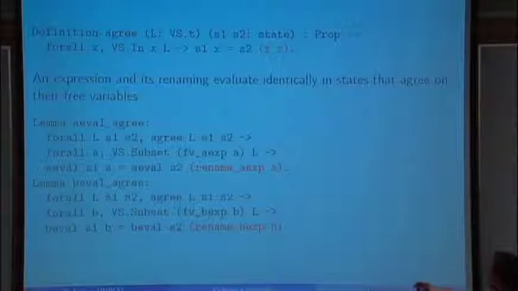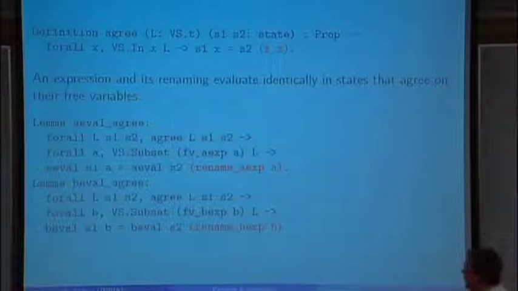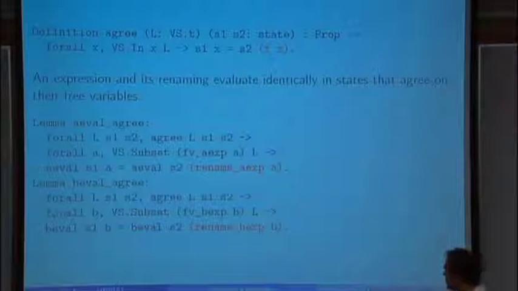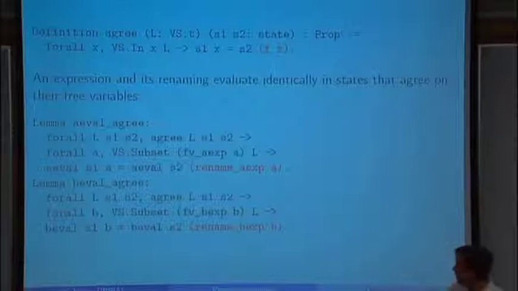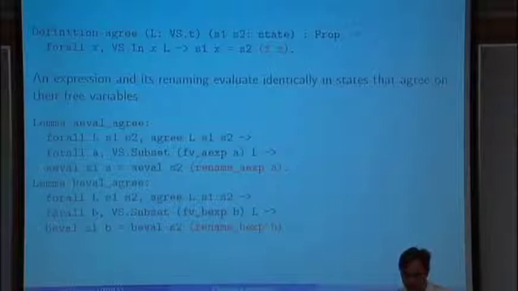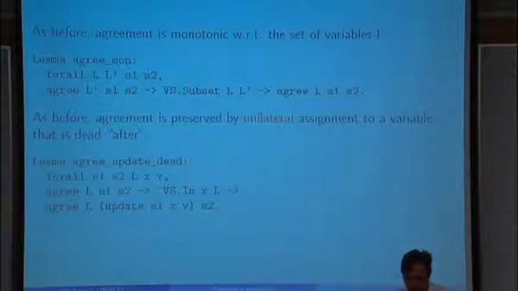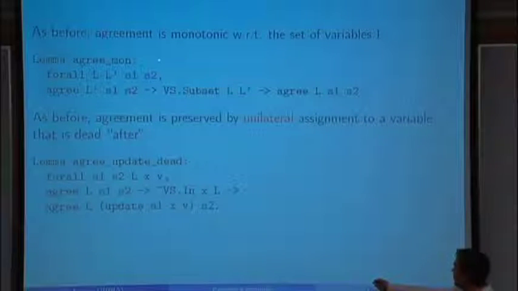And then, these are variants of lemmas that we saw yesterday. So for instance, if S1 and S2 agree on the variables of an expression, then evaluating the original expression in S1 is equal to evaluating the renamed expression in S2. And likewise for Boolean expressions. So far, that holds for any F. Okay, we don't have any side conditions. And again, as before, agreement is monotonic. So if you agree on a big set, then you agree on a smaller set.